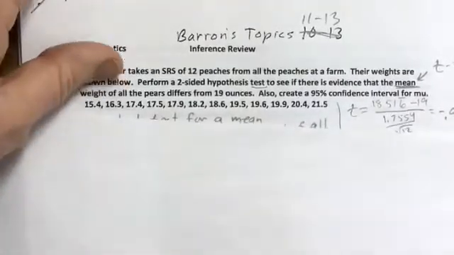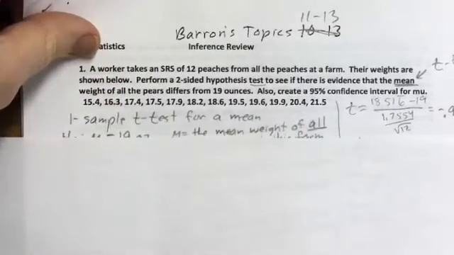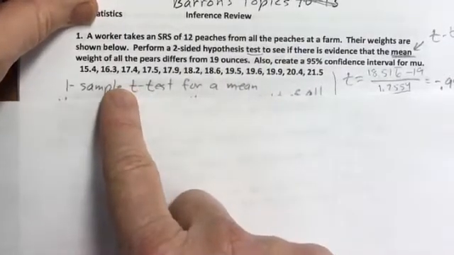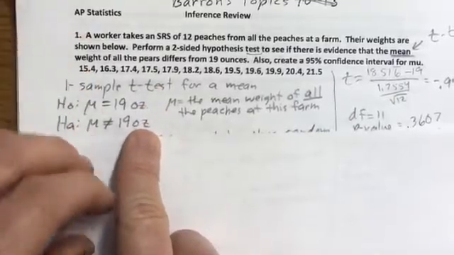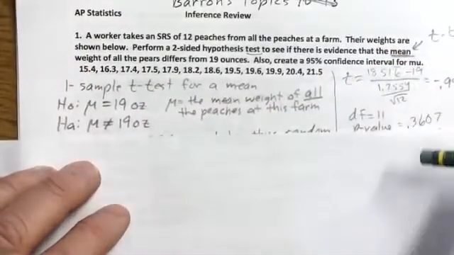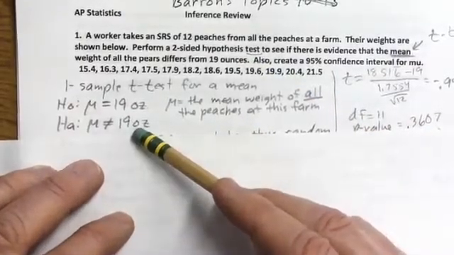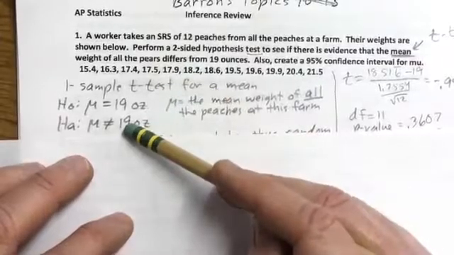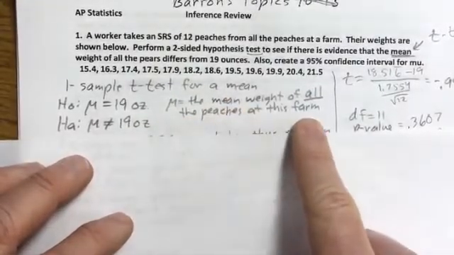I wrote number one out completely. I'm not going to ask you to take notes on all of these examples. Most of them we're going to talk through, but I wanted to write out at least one of them. We use the same acronym. You state your type of inference: this is a one sample t-test for a mean. State your hypotheses. Your null hypothesis is whatever's claimed in the problem, whatever you're testing against. Your alternative is what you suspect might be true, and we're just testing to see if it differs. It didn't say greater than or less than. And define your parameter: mu is the mean weight of all the peaches at this farm.